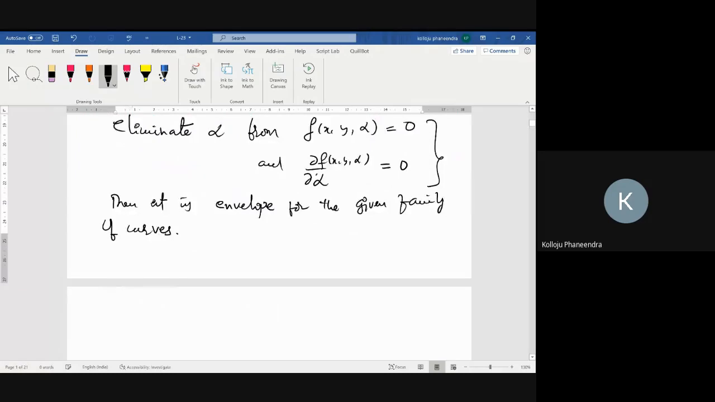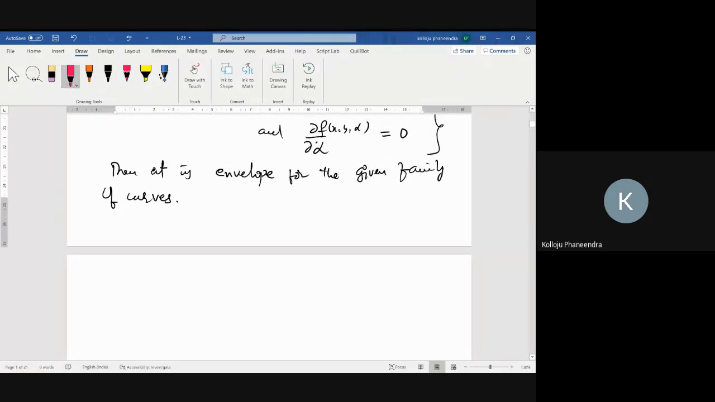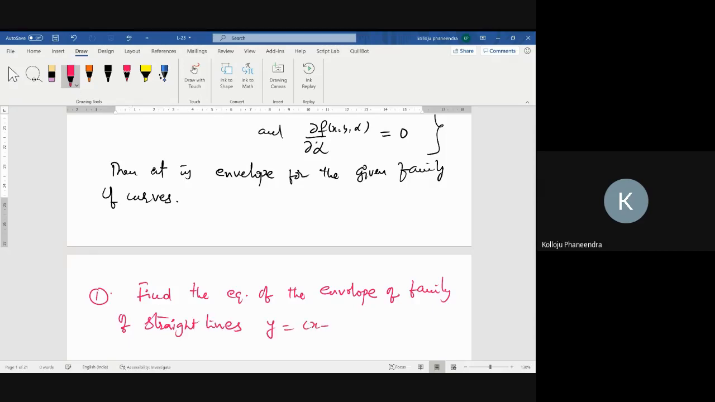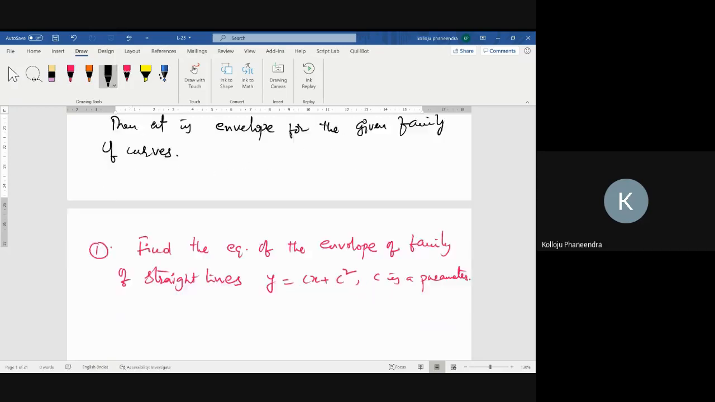Okay, see one problem based on this working rule. Find the equation of the envelope of the family of straight lines. What is the given family? It is the family of straight lines y equal to cx plus c square, where c is the parameter. So instead of alpha, here c is given.